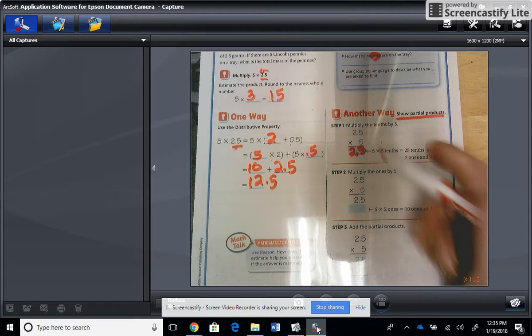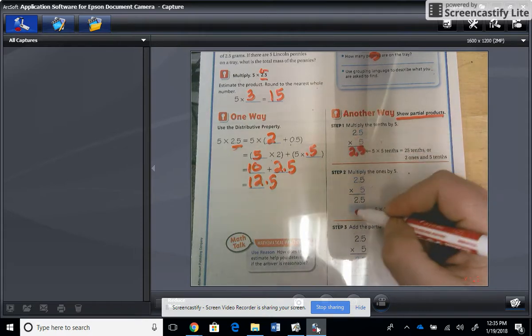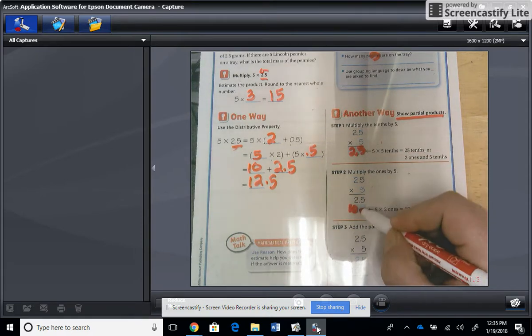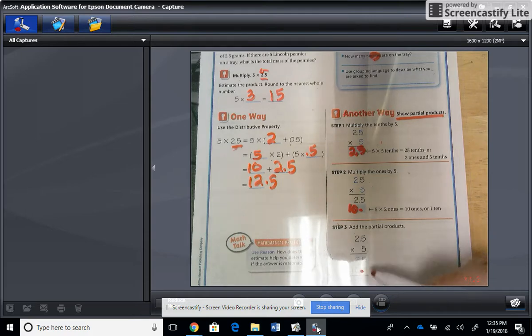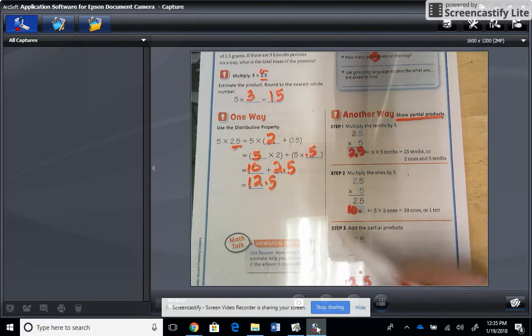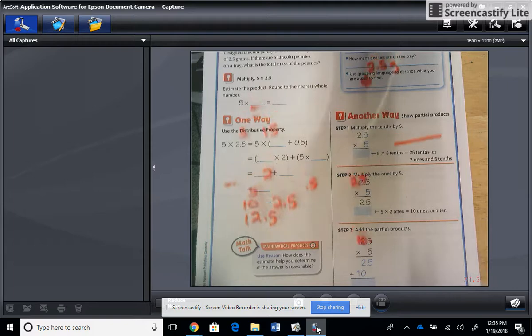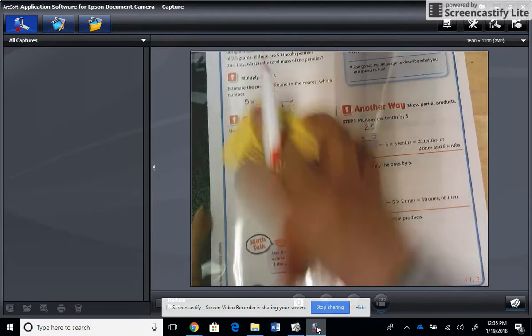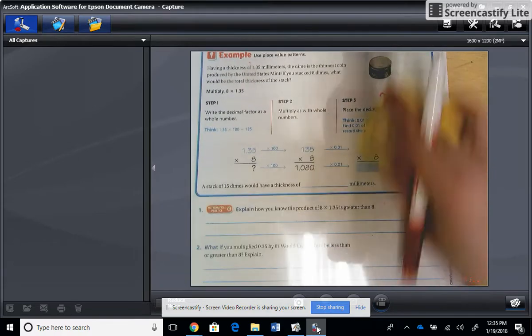So they're just taking up 5 times 2 is 10, but I still have to move it over because my decimal has to be lined up. So I have 5/10, drop my decimal down because I'm adding, and it's 12.5. That's what we came up with here, 12.5 grams. Okay, so we can use the distributive property, we can use the partial products, or we can just think of it as moving the decimal.